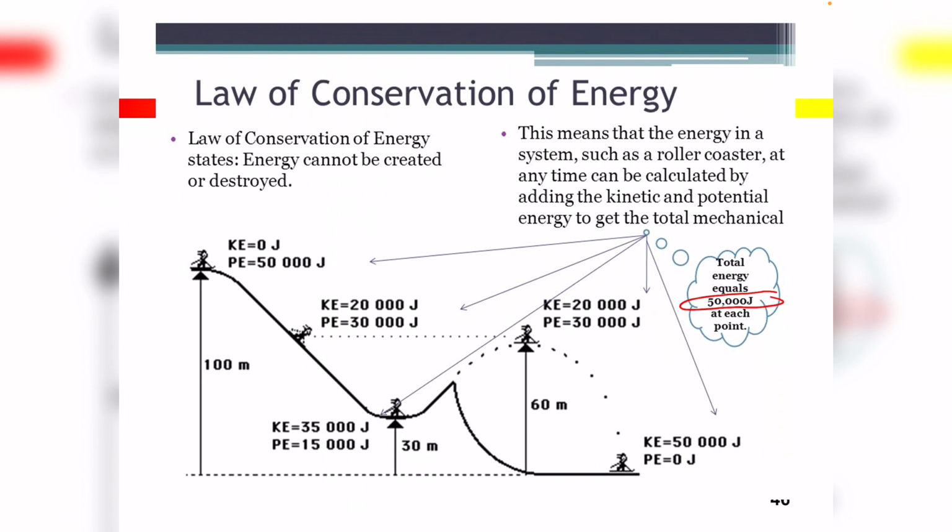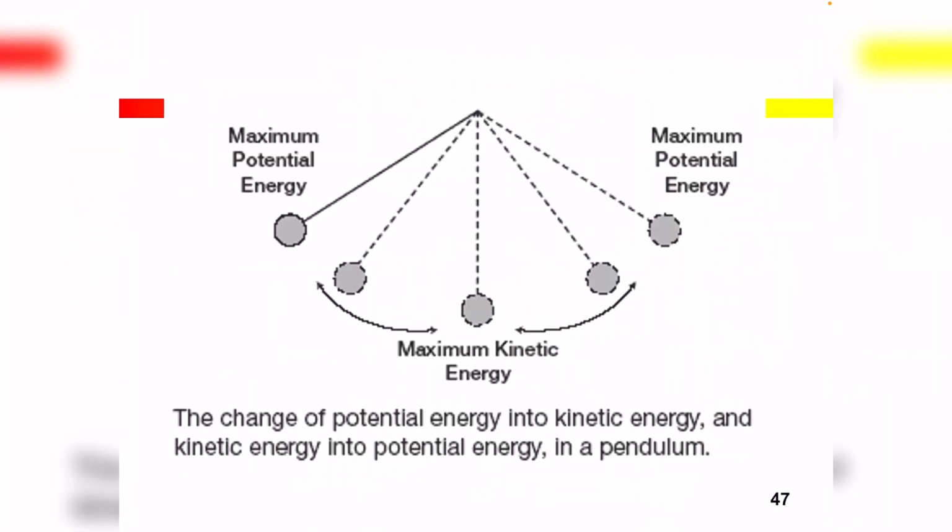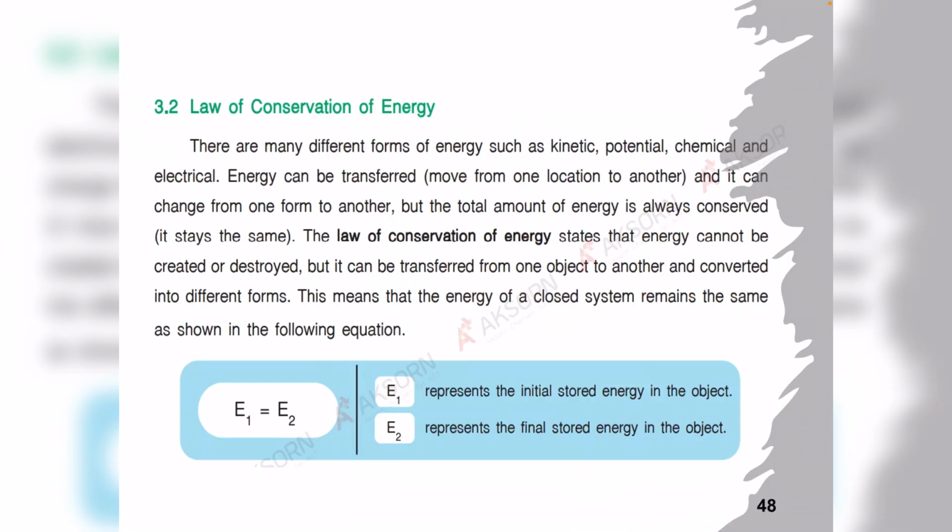So when you add the two, you will get the total mechanical energy, which is KE plus PE. And it will be 50,000 joules. So energy is conserved. And the same is true with this picture, a pendulum. So don't forget, the law of conservation of energy states that energy cannot be created or destroyed, but it can be transformed from one form to another. And it's represented by this formula.